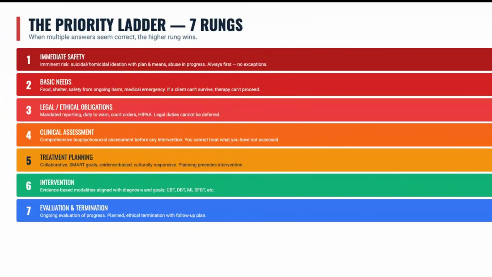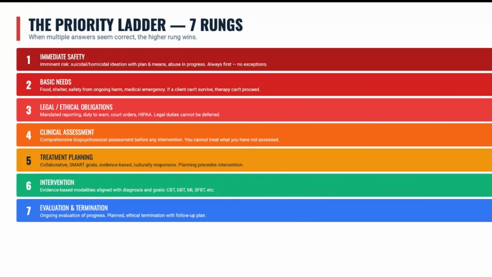The second rung is the basic needs. We need to make sure the individual has food, shelter, safety. Where are we going with this? Where's the basic needs coming in now? You could use Maslow all day as another strategy when you're reading questions. The third one is legal and ethical obligations.